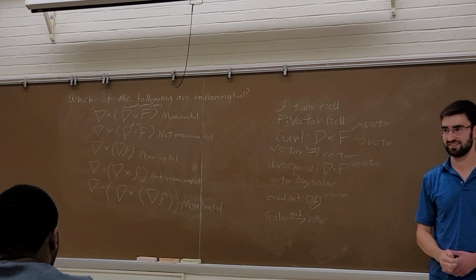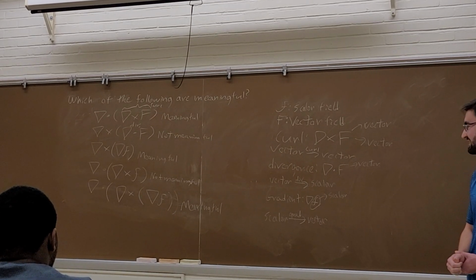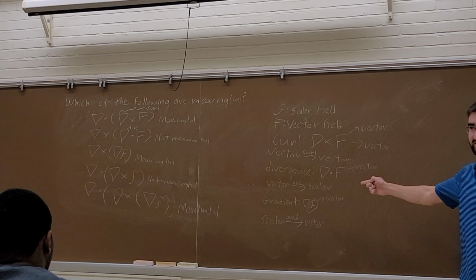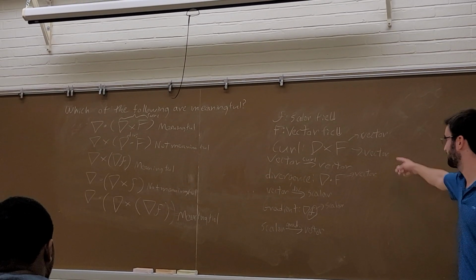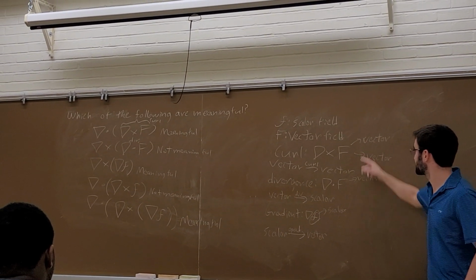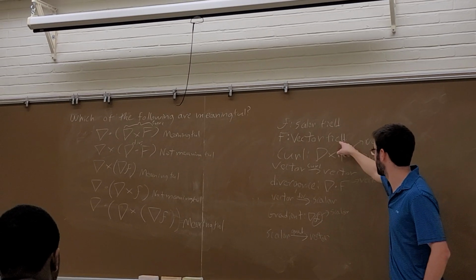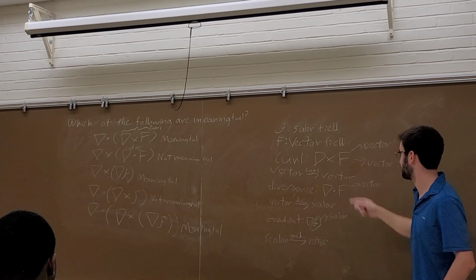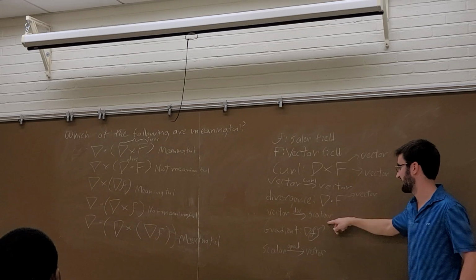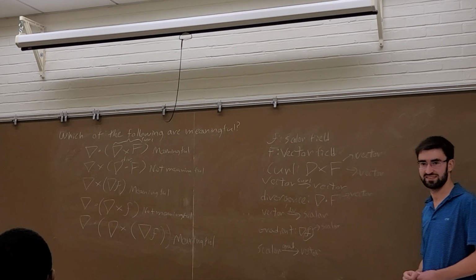Questions? You still have like 16 hours to study. Was this explanation clear? Hopefully this helped. So we have a scalar field, a vector field, and the curl goes from a vector to a vector. Divergence goes from a vector to a scalar, and then gradient goes from a scalar to a vector.